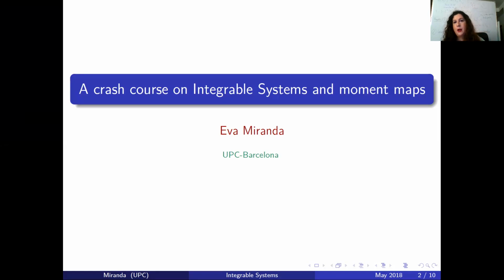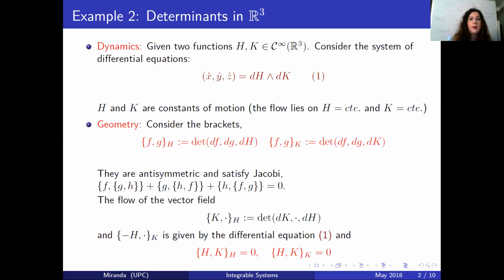Okay, so I want now to connect integrable systems to group actions, but I'm also going to start looking at these Poisson brackets in dimension which is odd. So from the Poisson perspective. Indeed, that's my first example for you. Let's consider the determinants on R3. Okay, that's a very simple example.